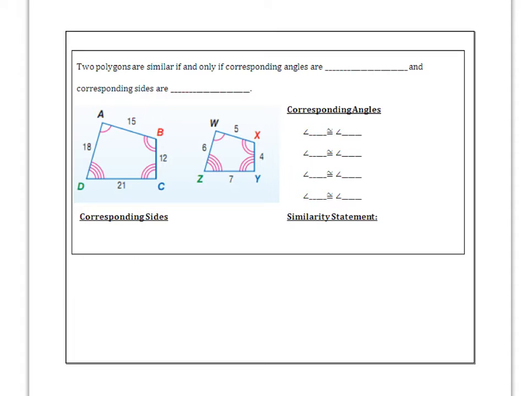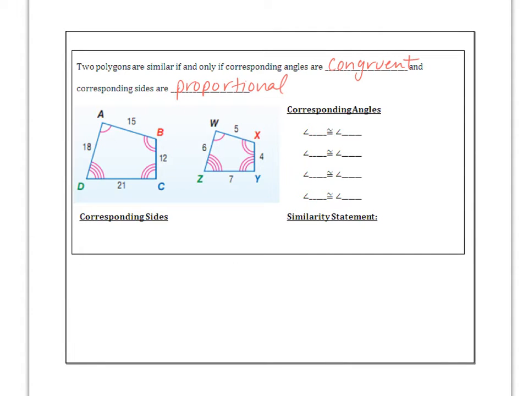Now, if two polygons are similar, their corresponding angles will actually be congruent. So the angles will be the same sizes, but their corresponding sides will be proportional. Proportional. Let me show you what I mean by this.